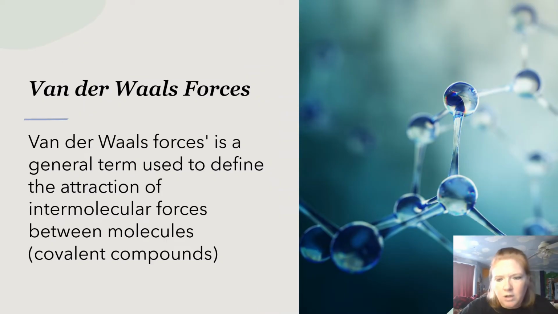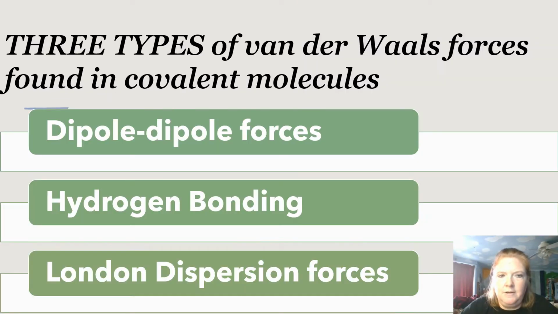Now, van der Waals forces. Okay, so that's kind of the next category. It's a general term to define attraction of intermolecular forces between molecules in covalent compounds. So we talked about ionic, we talked about metallic. Now we need to get into covalent. So there's a broad umbrella term called van der Waals forces. There are three types of van der Waals forces. We have dipole-dipole, hydrogen bonding, and London dispersion forces.